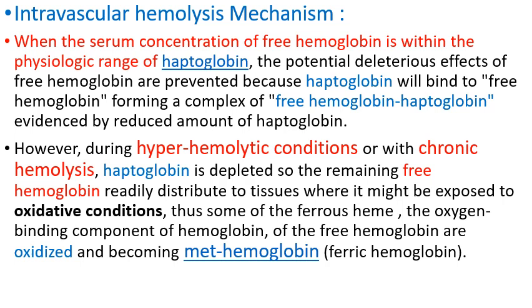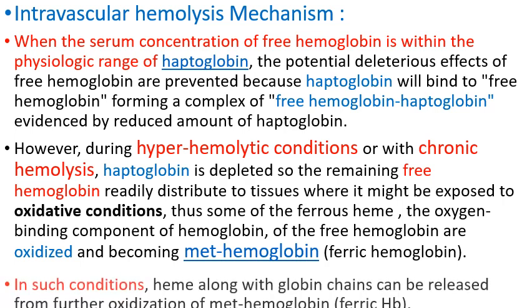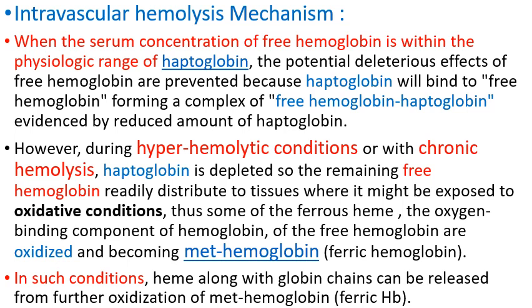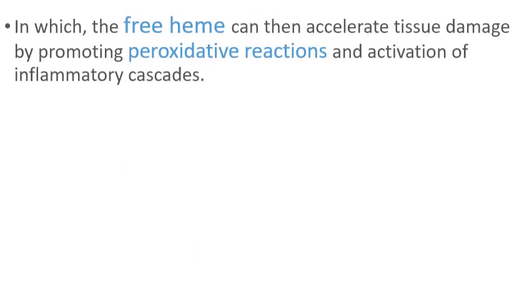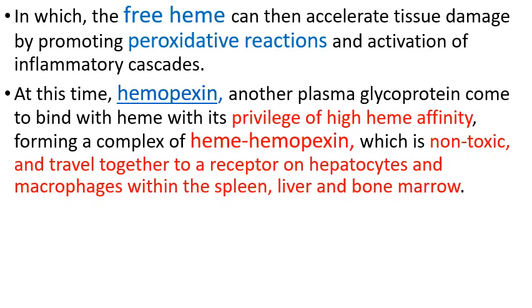Thus, some of the ferrous heme, the oxygen-binding component of the free hemoglobin, is oxidized. What will it become? It will become methemoglobin, ferric globin. In such a condition, heme along with the globin chain can be released from the further oxidation of methemoglobin. Free heme can then accelerate tissue damage by promoting peroxidative reactions, and subsequently it will activate the inflammatory cascade.